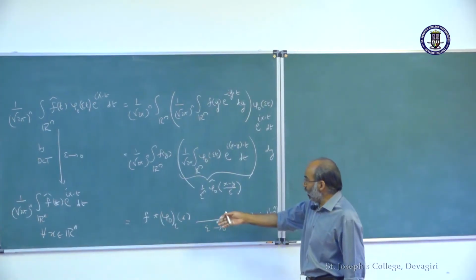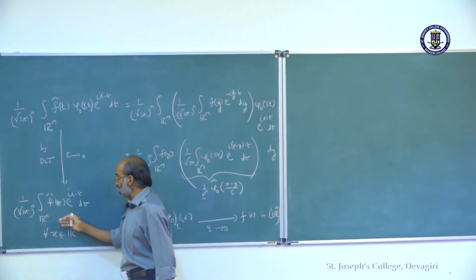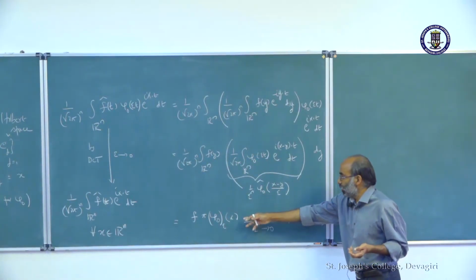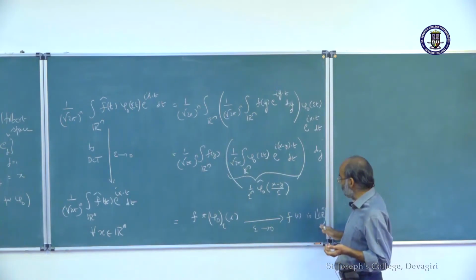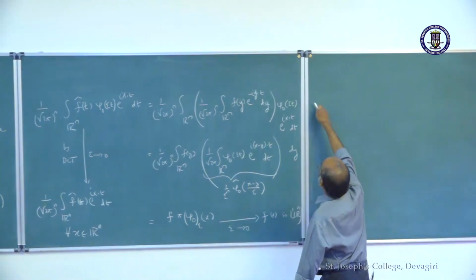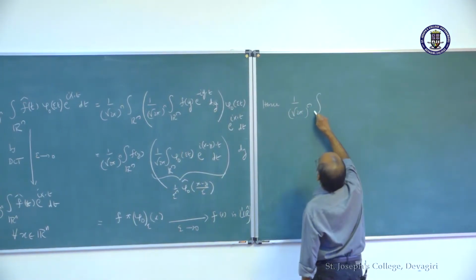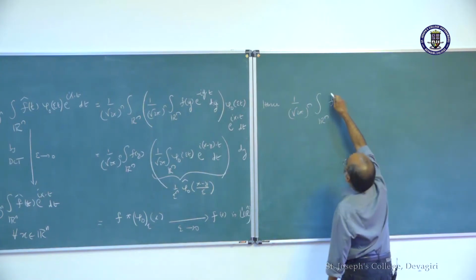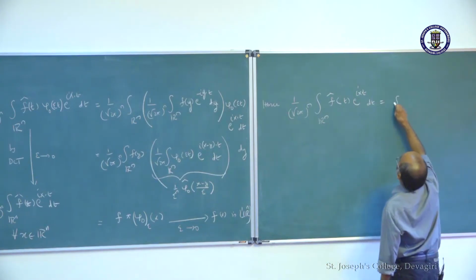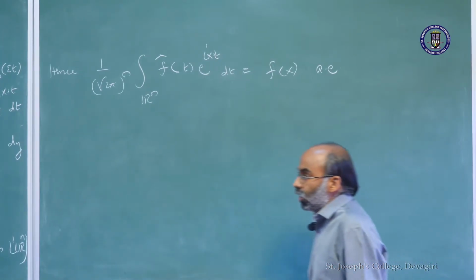So now you apply the usual measure theoretic argument. I have a pointwise convergent sequence, and the same sequence converges in L1, so they will have to be equal almost everywhere, because there is a subsequence here which converges almost everywhere. So this function and this function will have to be equal almost everywhere, that is the inversion. So hence 1 by root 2 pi to the n integral over Rn f hat t e to the ix dot t dt is equal to f of x almost everywhere. So that is the Fourier inversion.